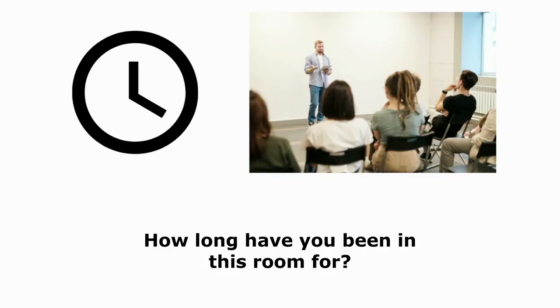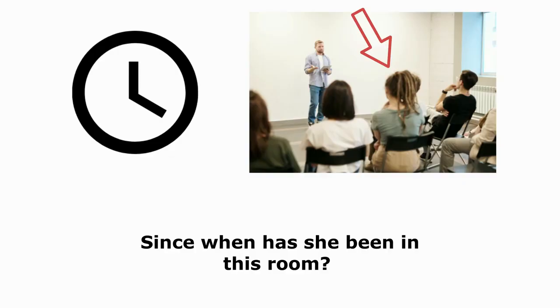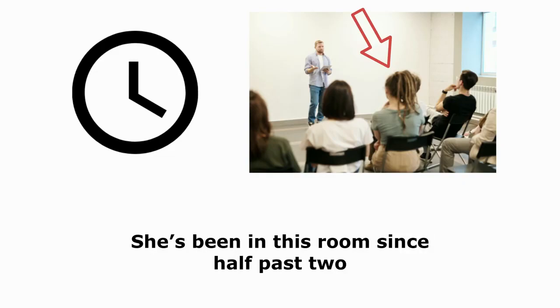Now give me some examples of since. Since 6 o'clock, since last June. How long have you been in this room for? I've been in this room for half an hour. Since when has she been in this room? She's been in this room since 2:30.